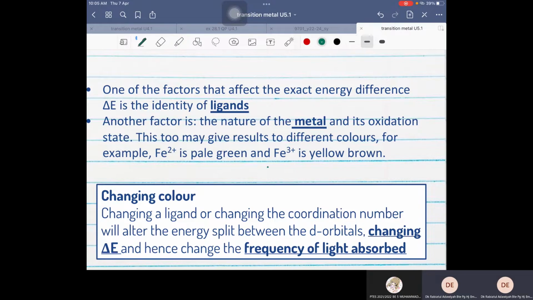So if you change the size of delta E, knowing that delta E equals h times frequency, if delta E changes, the frequency of light that you absorb will also change. That's why you see different color. Okay? Changing a ligand or changing the coordination number will alter the energy split between the d orbitals. That means the delta E will be changed. Therefore, the frequency of light absorbed will also be different.